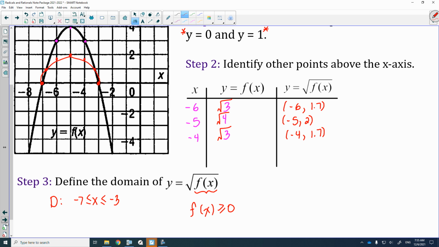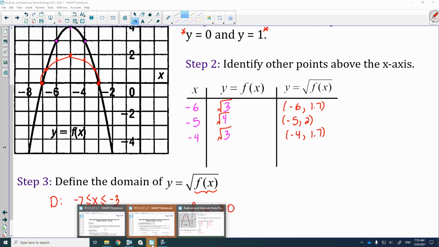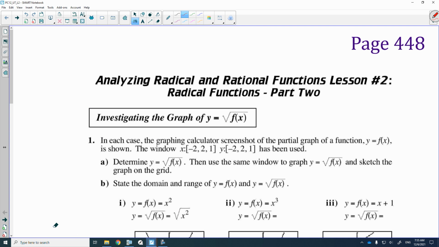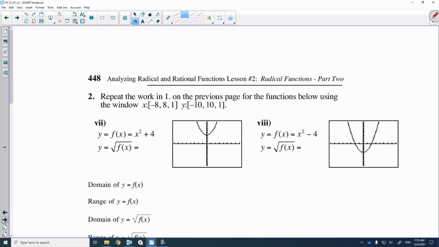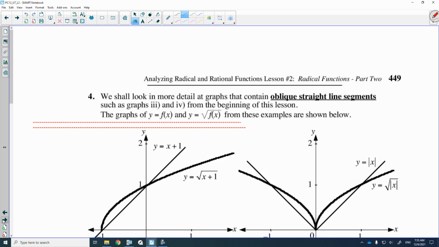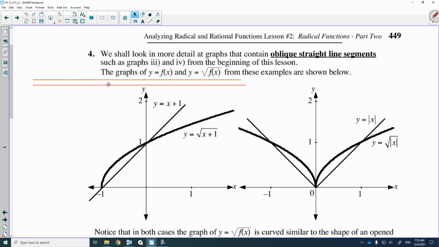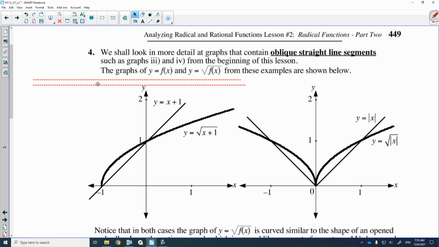Now I want you to go into your workbook for lesson 2, and I want you to go to page 449 in your workbook. So this is page 449. And we're going to be, again, graphing radical functions, but I'm going to teach you one more concept that I always will do from now on when graphing radicals that you'll find extremely helpful. When you're graphing radical functions, you want to have a red pen and a ruler. So always make sure you have a red pen and a ruler.